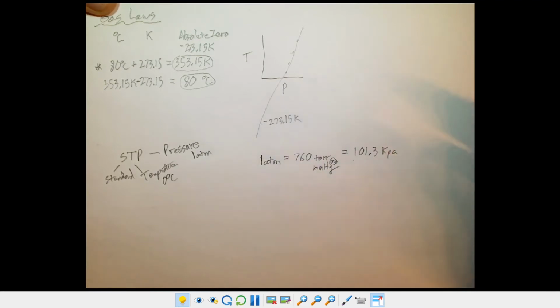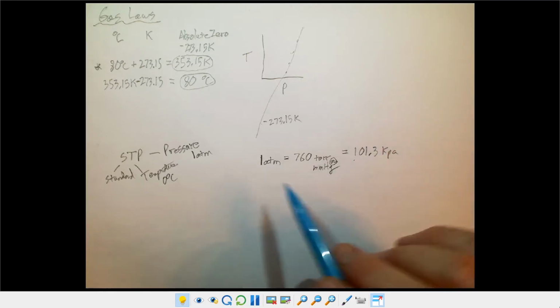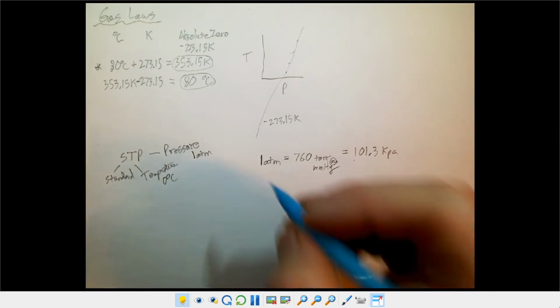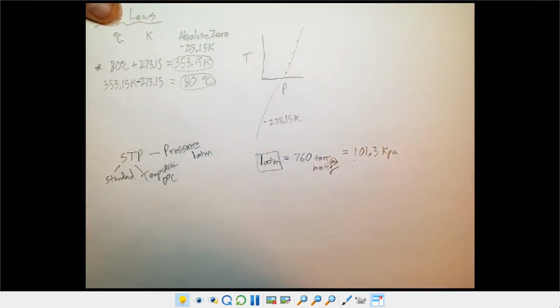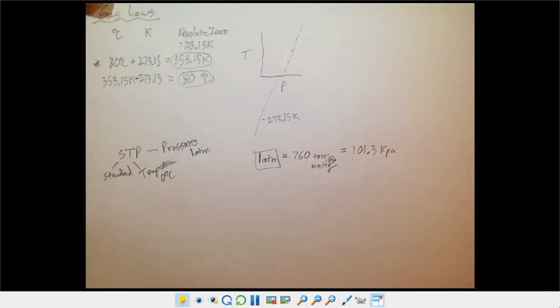And then there's pounds per square inch, or PSI, which is what you have for the air in your car tires. There's a lot of different measurements, but that one's not metric, so we're not going to talk about it. These are the 3 metric ones that are typically used, and the one that's used the most is the atm. All right, so let's go ahead and start talking about some of these gas laws.